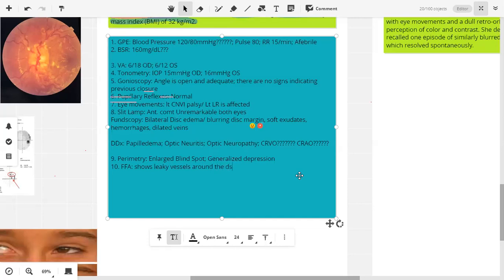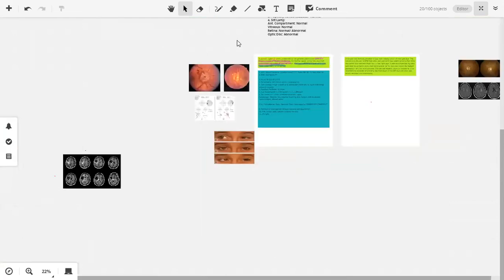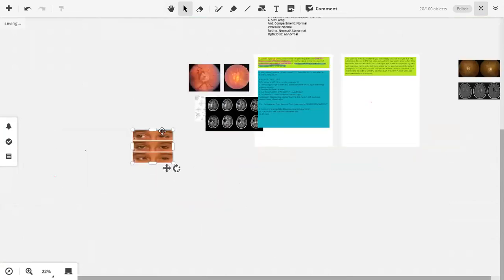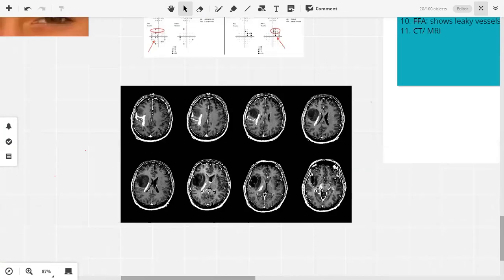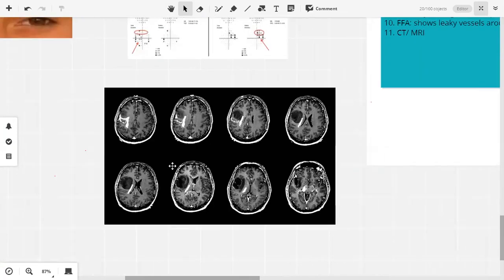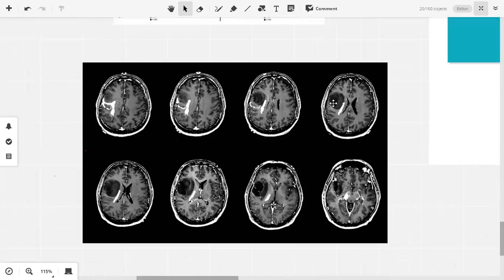Someone said that we need to rule out something else. What was that something else? We need to perform a CT scan or an MRI of the brain. So when we perform a CT scan or an MRI of the brain, this is what we see. This is a brain image, this is an MRI scan. We won't go into other details, but you can see that there's something present over here.